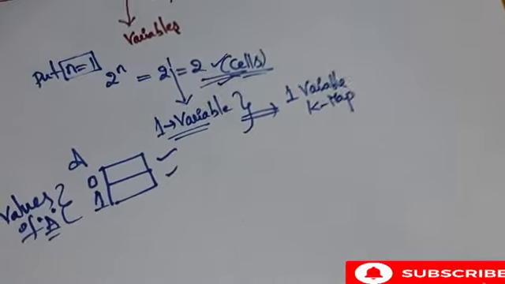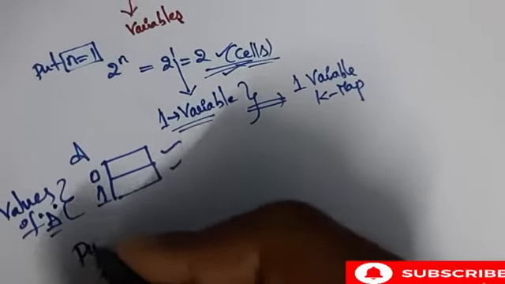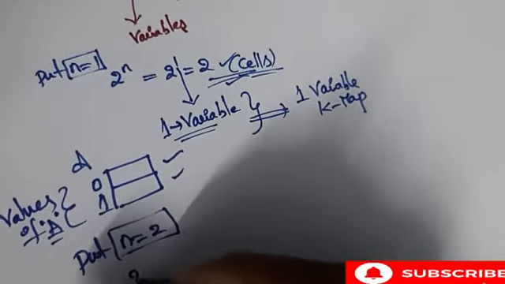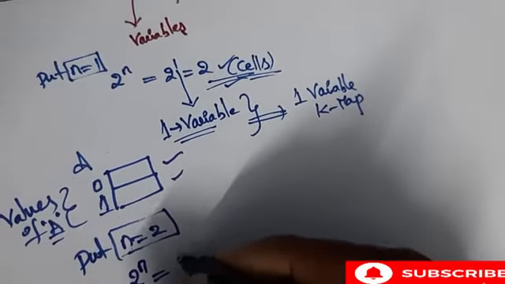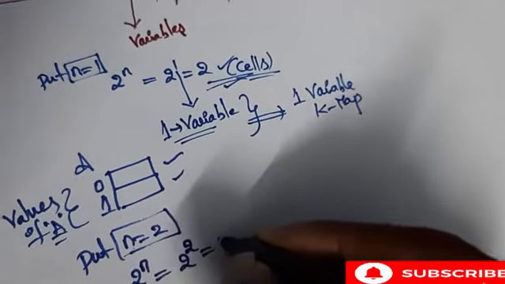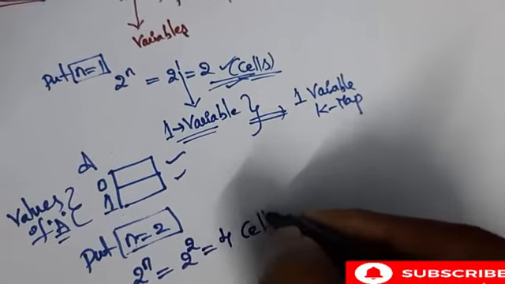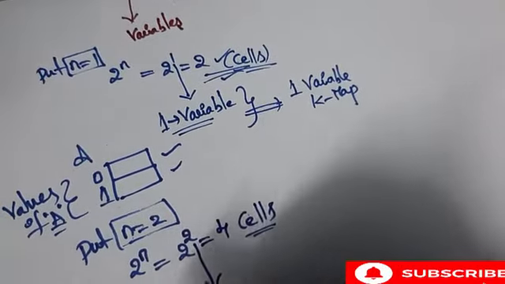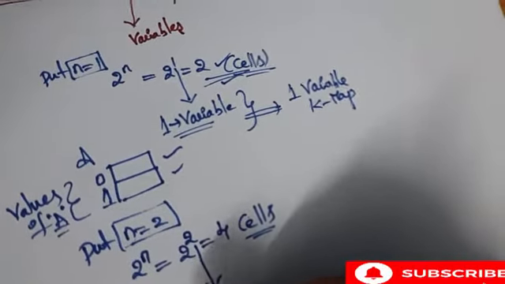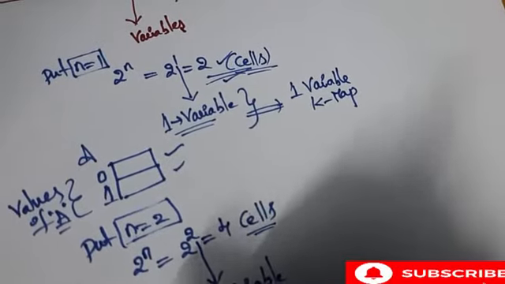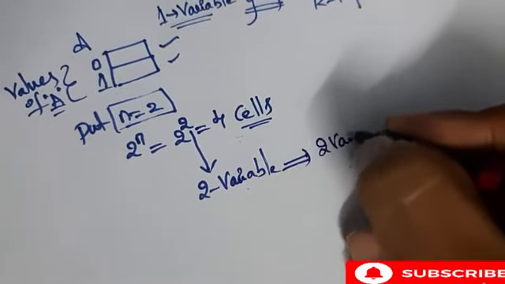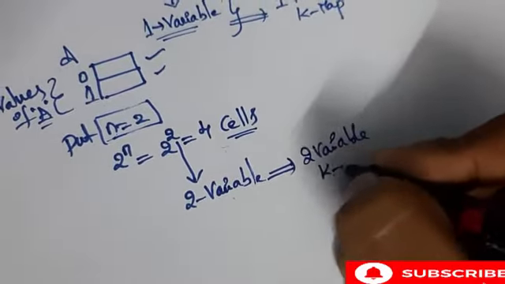If you put n equal to 2, then 2 power n, that means 2 power 2, that means 4 cells will be there. Here 2 will be the variables. That means this is said to be the 2 variable K-map.